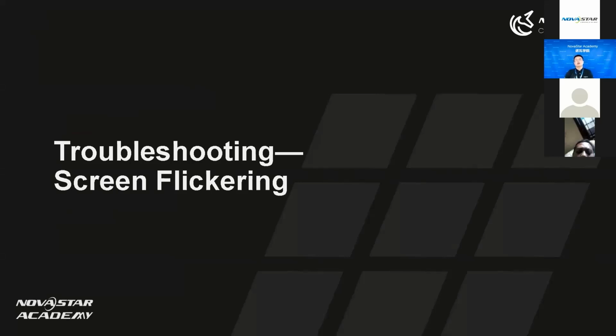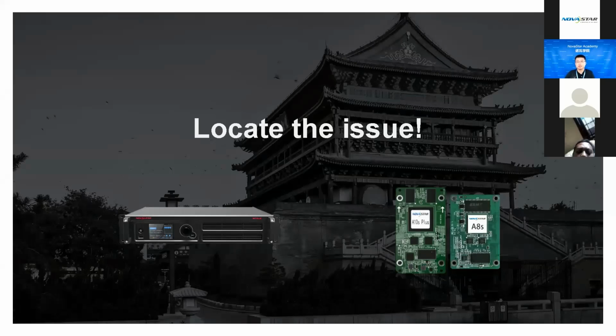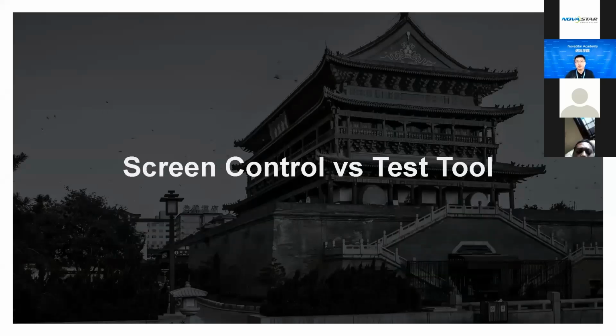Okay. Then the second topic is screen flickering. Same as the blackout issue, to resolve the flickering issue, we need to locate which part of the control system caused it. Sending card and receiving card are the most important parts in the control system. But how to locate the issue? Are there any tools we can use? Are there any tools NovaStar can provide to help you do the troubleshooting? The answer is yes. We have the screen control tool and the test tool.